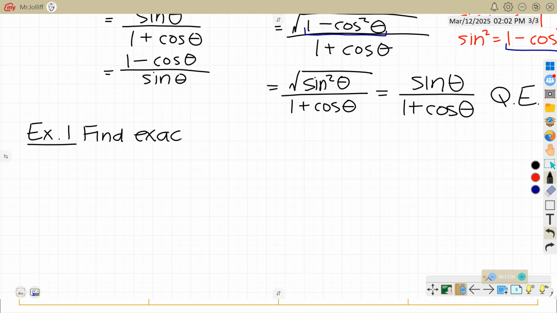We're going to find the exact value of sine of 15 degrees. And we're going to do that using the tools that we just learned. So our half-angle formula. Why do I need a half-angle formula to help me find an exact value?